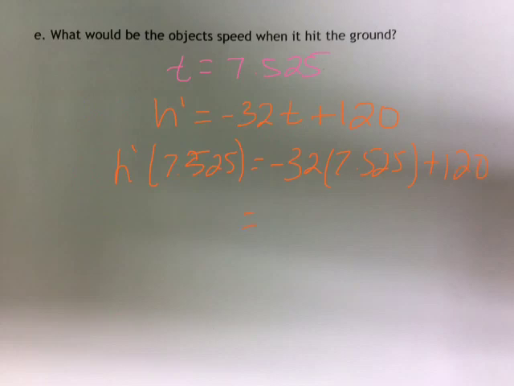So my answer is negative 120.8 feet per second, which you might think is a little weird for a speed, by the way. But the idea is that when an object is on the way down, the speed is actually negative. So it's okay to get a negative number for speed.